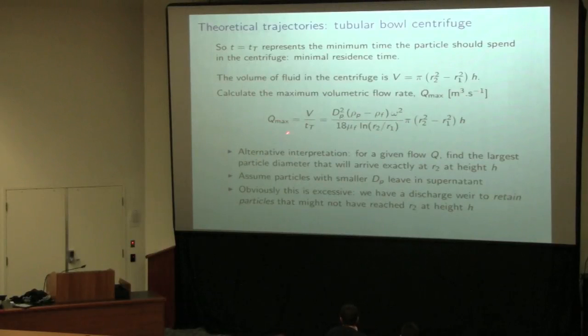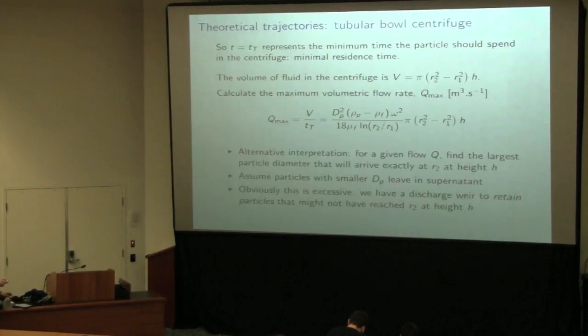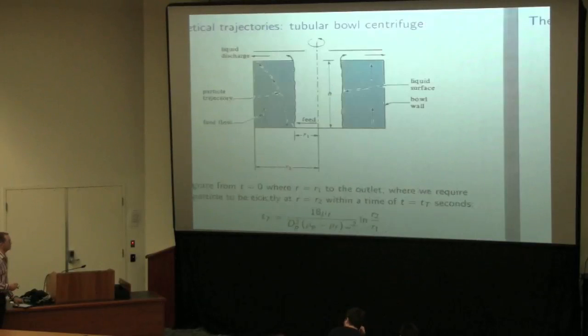For a fixed Q max, I can back calculate the largest particle diameter dp that will arrive at R2 at height h. So particles with a smaller dp, we can assume to be the supernatant. Those particles would have a trajectory that would land up here at height h and then be pulled out with the supernatant. Now that's obviously excessive, right? Because we've got that vertical wall over here. So the particle you could imagine that lands over there at height h is still going to get forced up into the corner. So it's really too stringent, I should say, to expect a particle to land at that radius R2 within height h, and then say all other smaller particles will be discharged with the supernatant. You're going to over-design your unit if you use that.